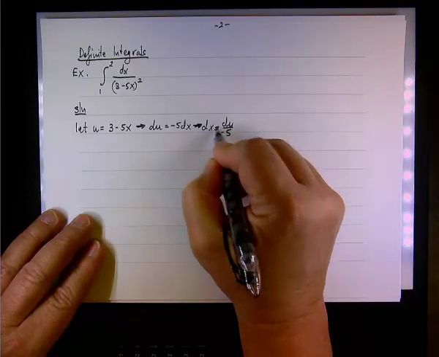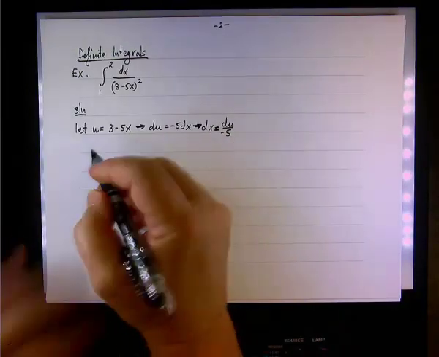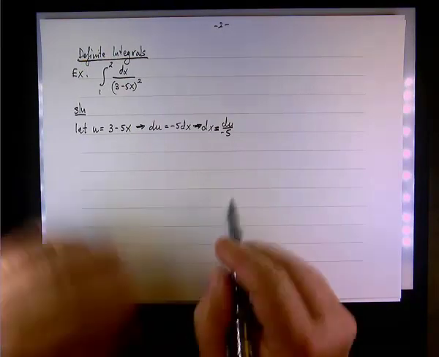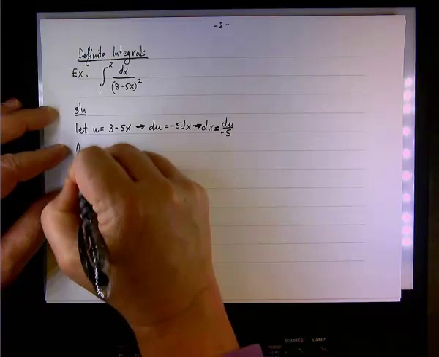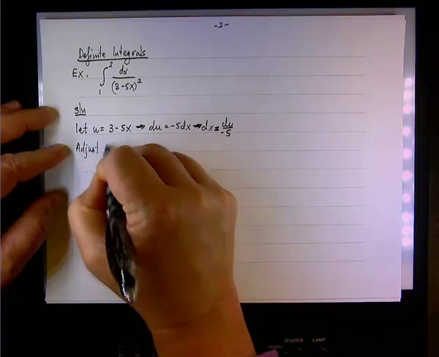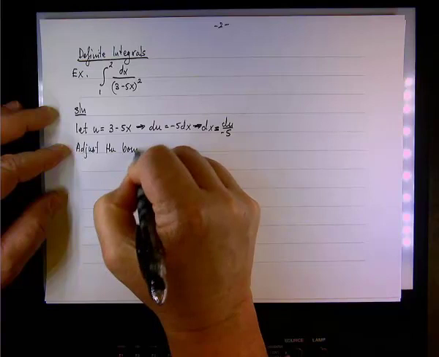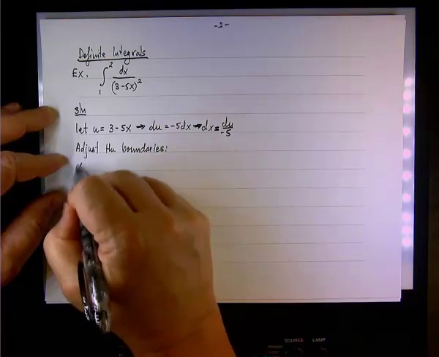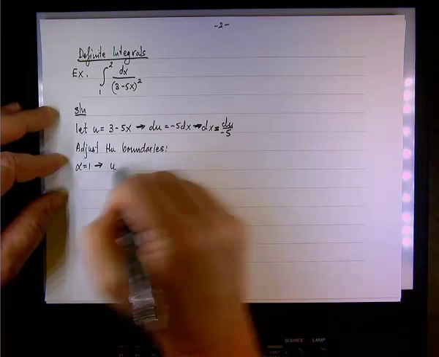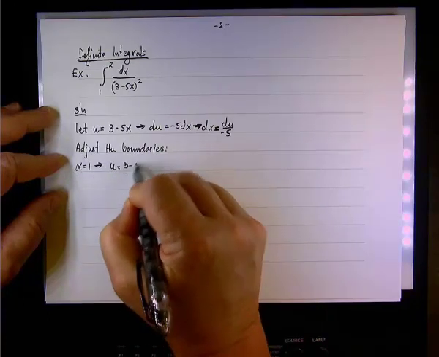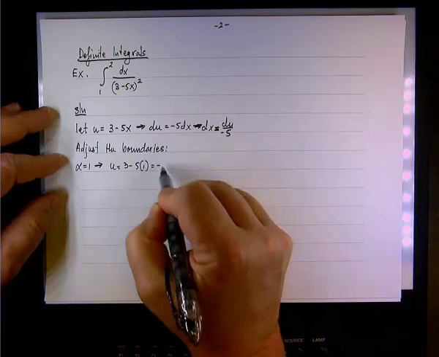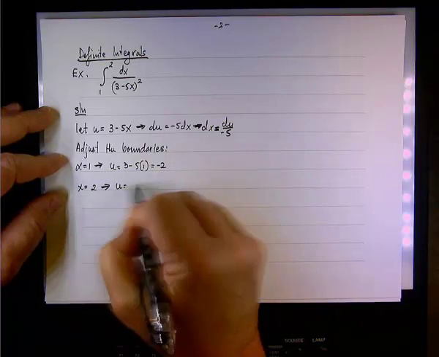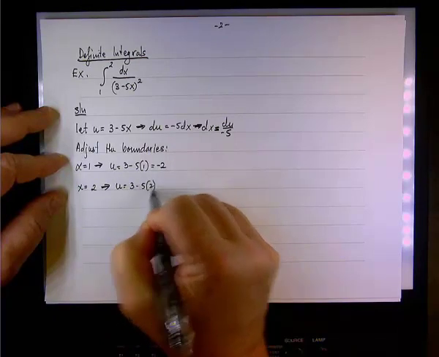Like so. Okay? So now the integral. And now I'm going to adjust the boundaries. So when x equals 1, u equals 3 minus 5 times 1, or u equals negative 2. And when x equals 2, u equals 3 minus 5 times 4, or negative 17.